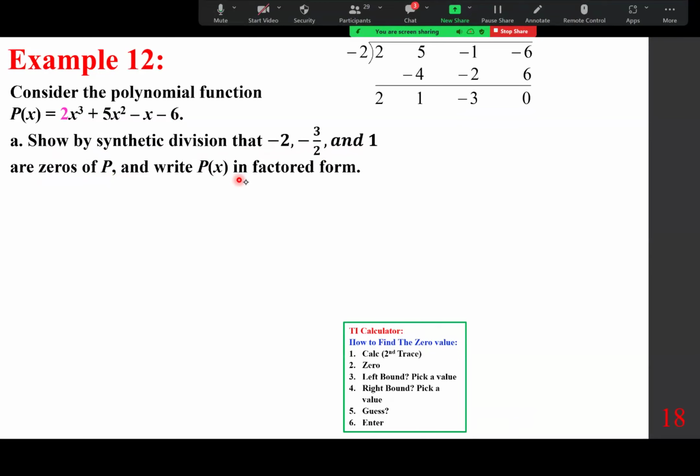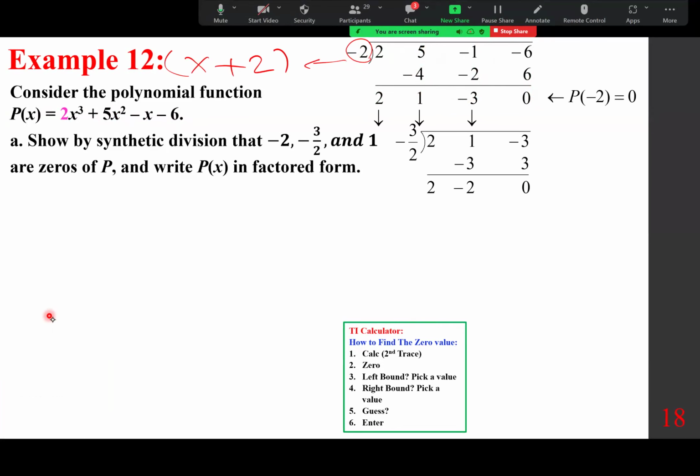If you put those numbers in order: 2, 5, -1, -6, and there is no term missing. So with -2, you drop the 2, times -2, -4, and 5 is 1, times -2, -2, and -1 is -3, times -2, 6 is 0. So that is a proof for -2. For -2, again, I want to make sure we understand that. For -2, it means the factor of x plus 2, okay? Let's check the next one. So p of -2 is 0, if you go with that.